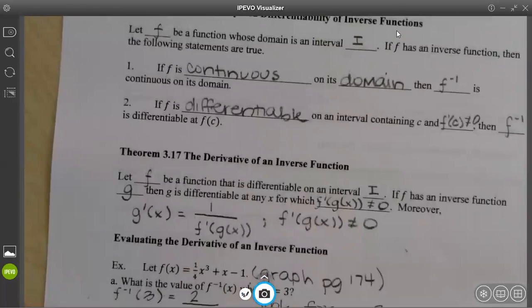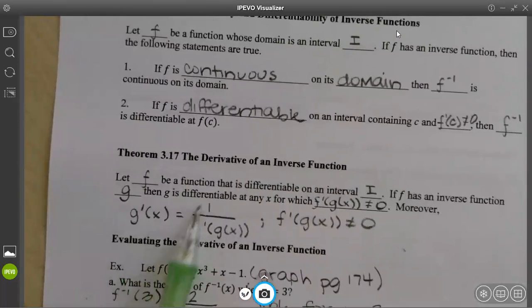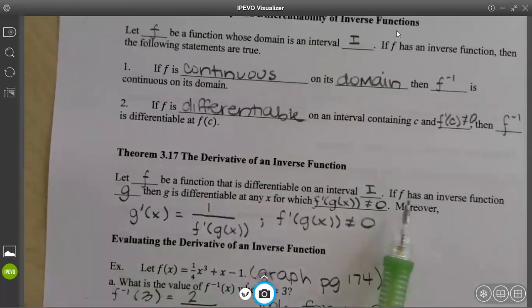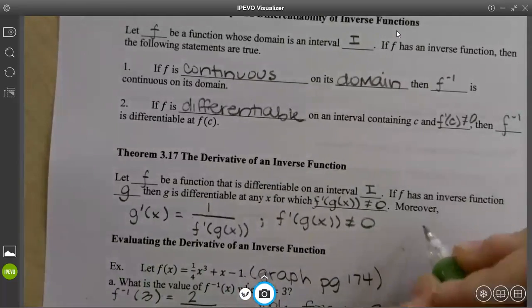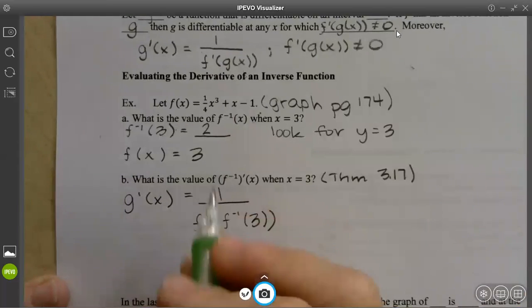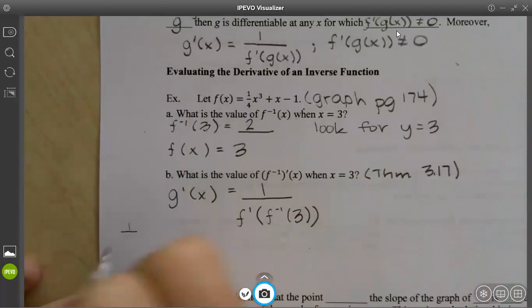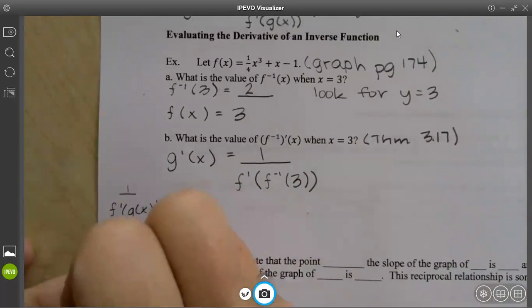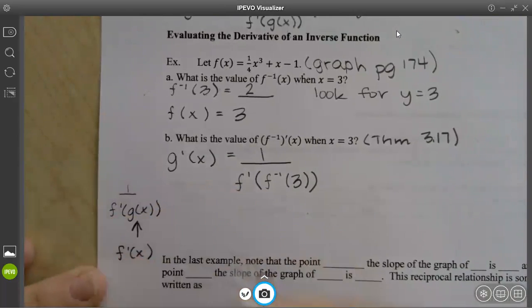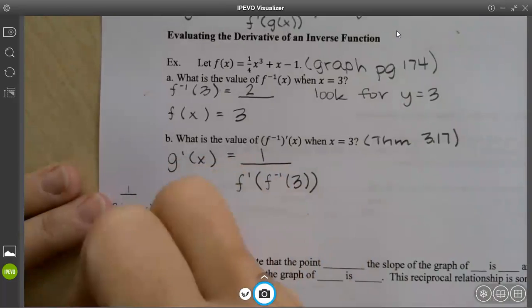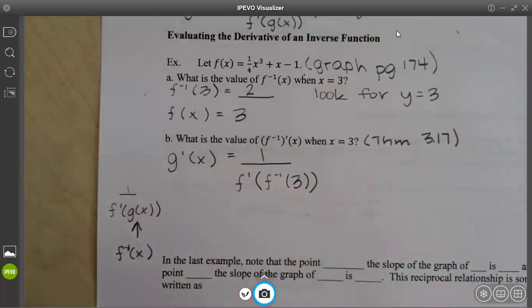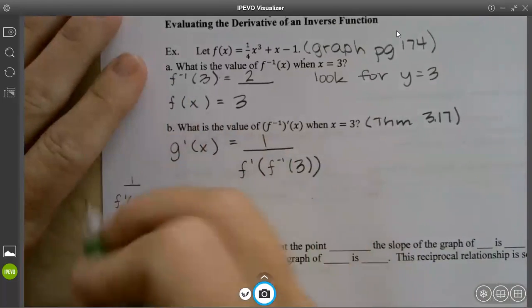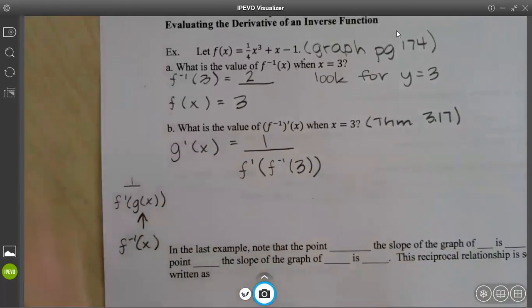So where did this come from? It says g prime of x equals 1 over f prime of g of x. And remember that g of x is going to be the inverse of f of x. So f has an inverse function g of x. All we did was g of x is the same thing as f inverse. So they just replaced it. Does everybody see that?